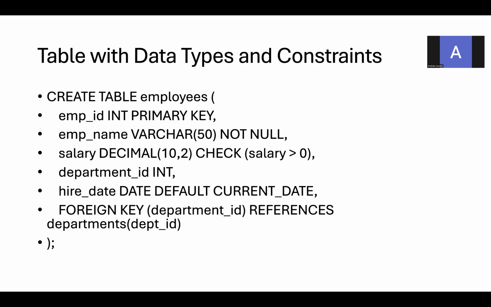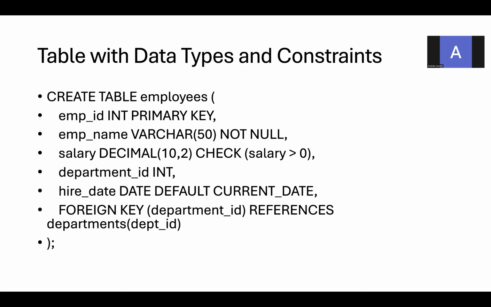So in this table creation, in each column, you are going to provide the constraints. Each column is provided with a particular data type followed by the constraint. The first column, employee ID, comes with the integer data type followed by the primary key constraint. Next, employee name comes with varchar of 50 and a not null constraint. The salary column comes with decimal of 10, 2 with the constraint check of salary greater than 0.